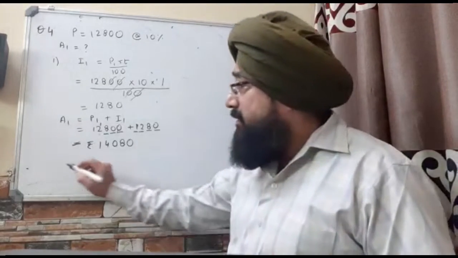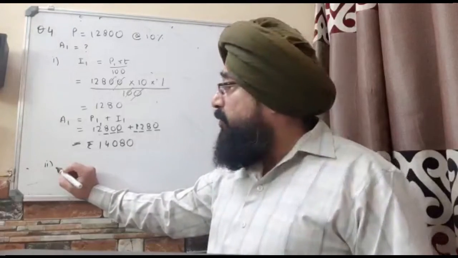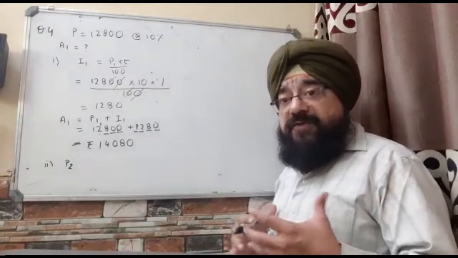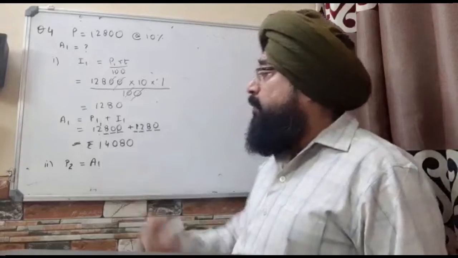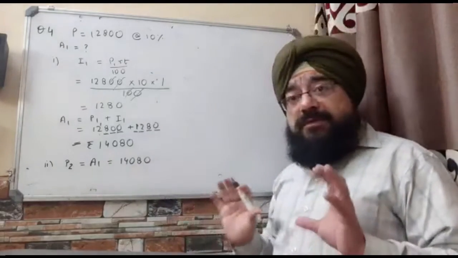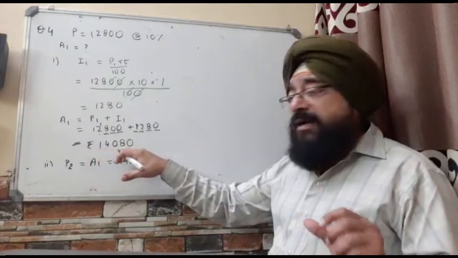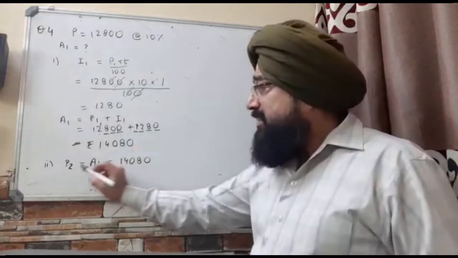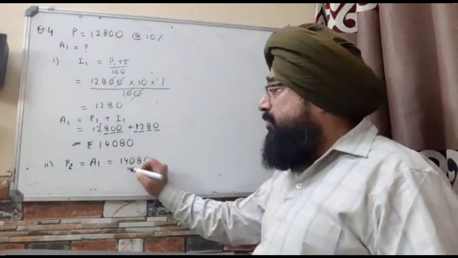For the second part, the first way which I taught you was, find the principal for the second year, and that will be equal to your amount at the end of 1 year, and that is 14080. You follow this aspect. Whatever is the amount at the end of the previous year will become the principal for the next year. So principal for the second year is the amount at the end of 1 year, that is 14080.